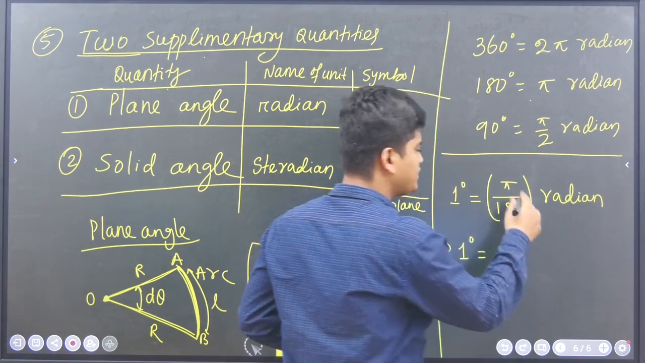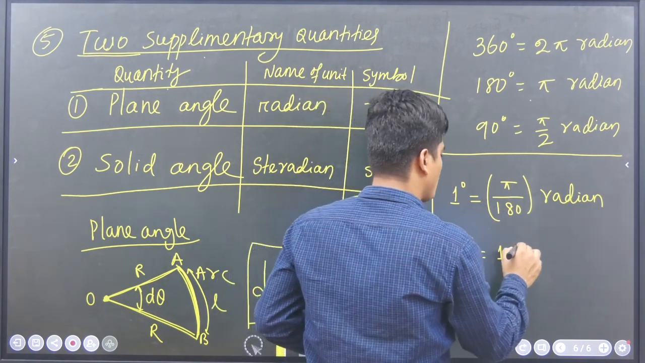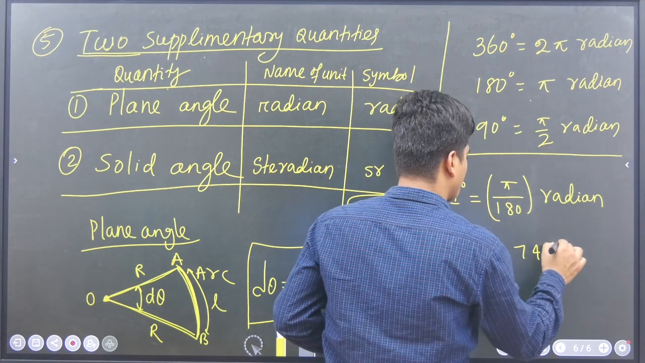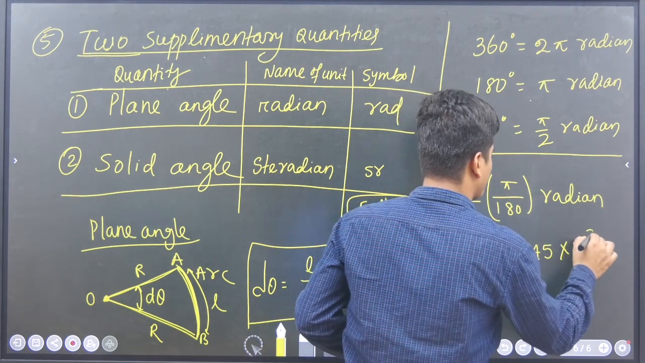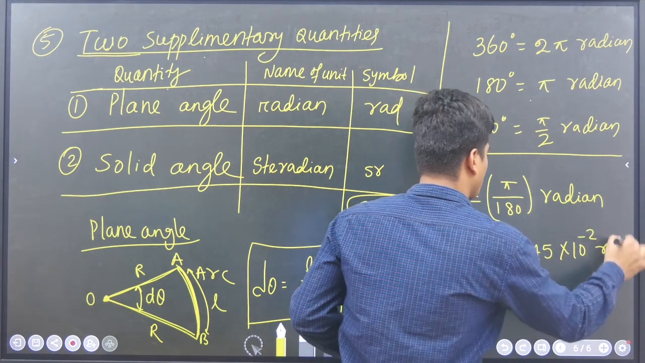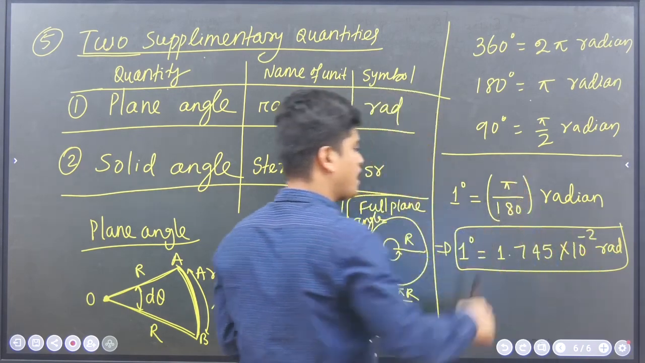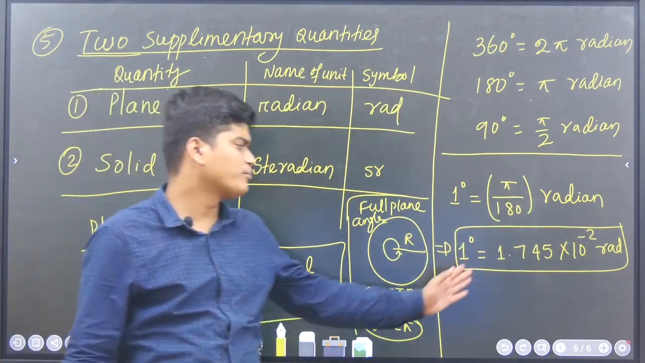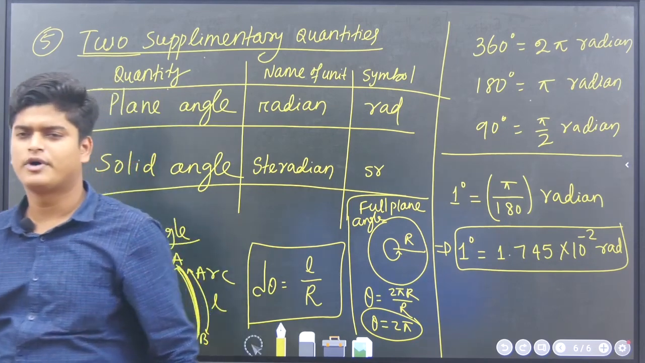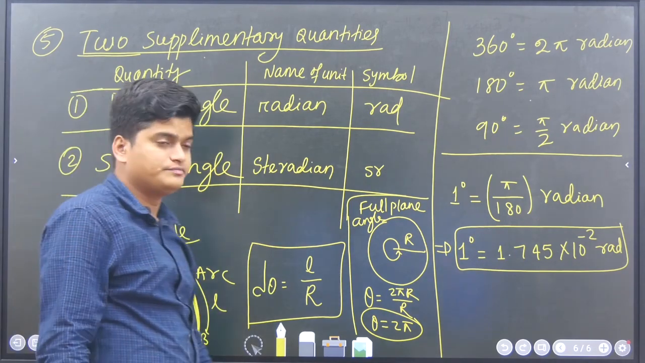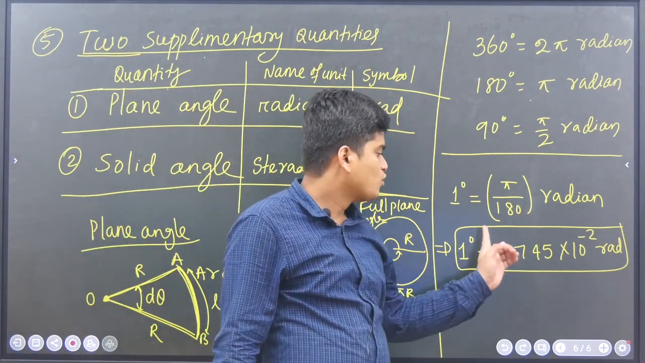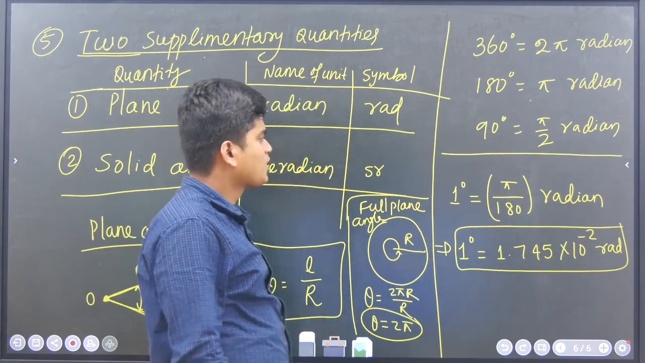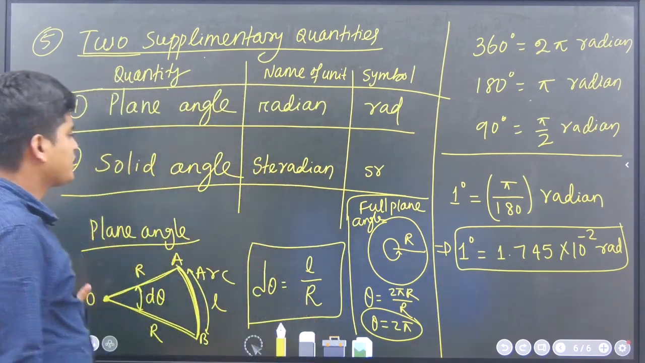If I convert this into decimal, I get 1.745 into 10 to the power minus 2 radian. So if I calculate pi by 180, it comes to 1.745 into 10 to the power minus 2 radian. I hope you understand: 1 degree is this much radian. And this is the understanding of the plane angle.